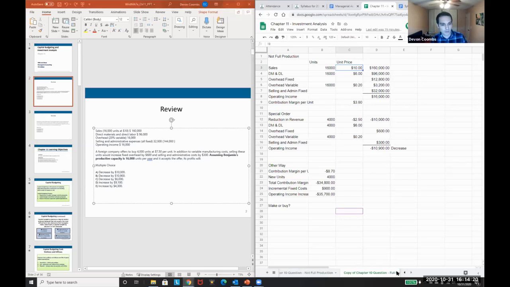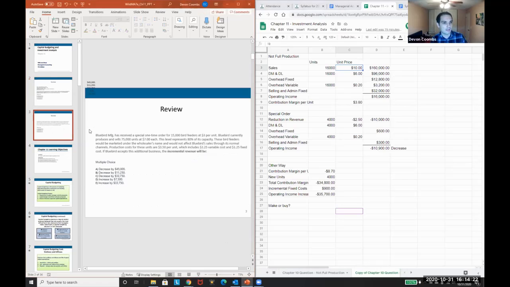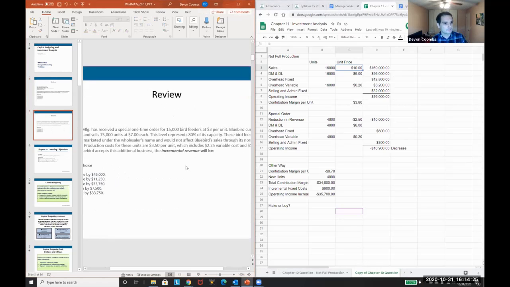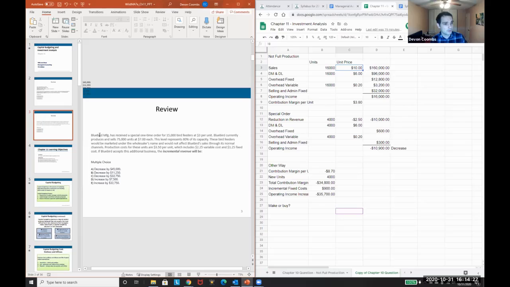And so similar question related to that I had. So this is another example. Bluebird Manufacturing has received a special one-time order of 15,000 bird feeders at $3 per unit. We can read through all these fact sets, but what I always teach, right, is read the last line first. And so the last line is, if Bluebird accepts the additional business, what is the incremental revenue?